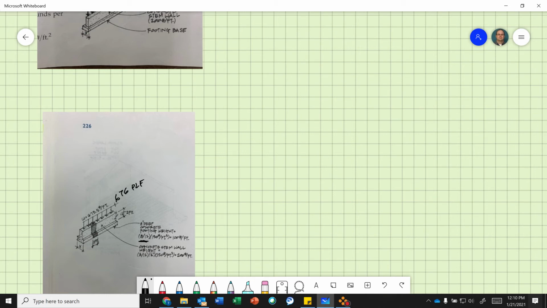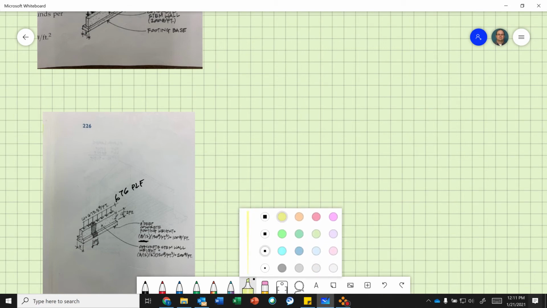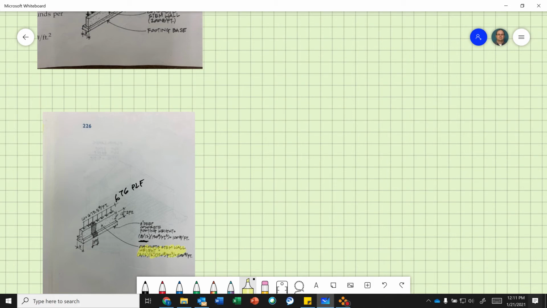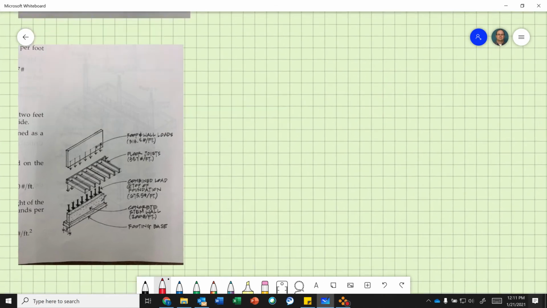So 8 inches wide, that turns into feet. And concrete, we typically weigh 150 pounds per cubic foot is an average unit weight of concrete, and it includes reinforcement. So let me use a highlighter here. If I look at my stem wall, this is what's doing the calculation: 8 inches wide by 2 feet high times 150 will give me the weight of that stem wall to get down to the top of the footing.